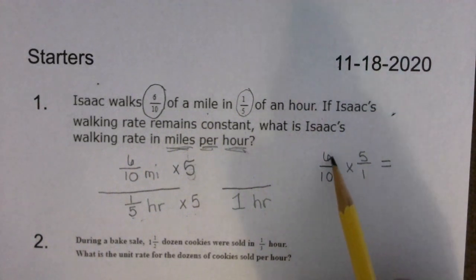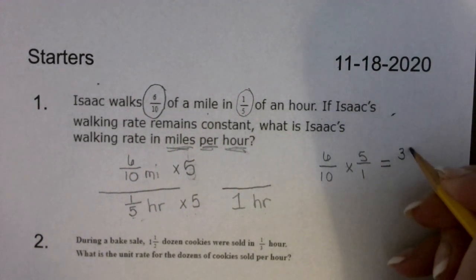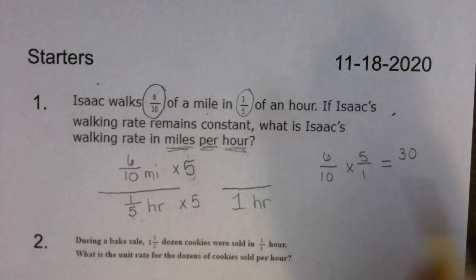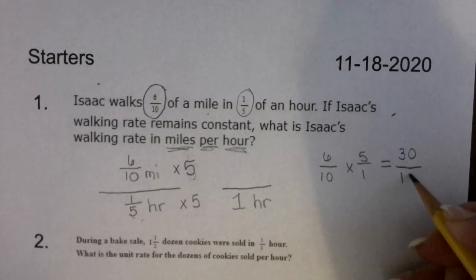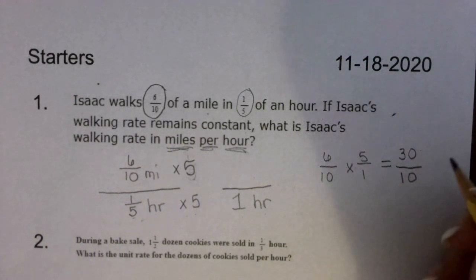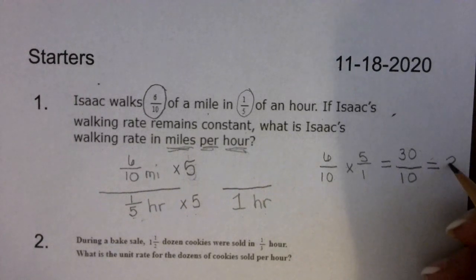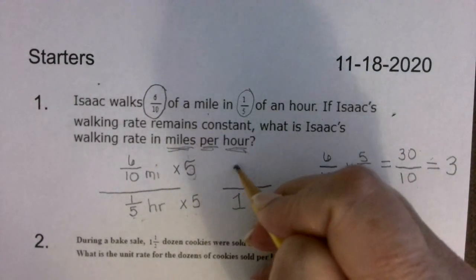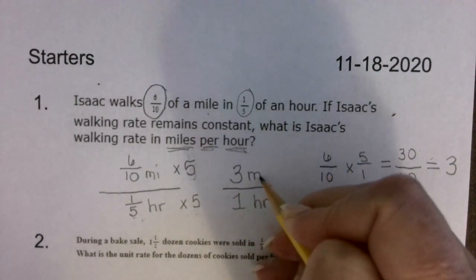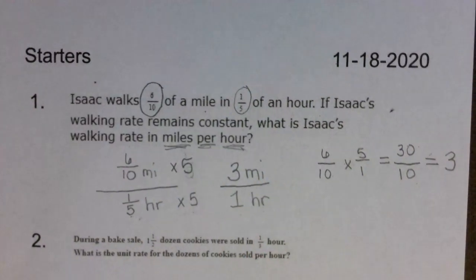and then we multiply straight across. 6 times 5 is 30. 10 times 1 is 10. And 30 over 10, or 30 divided by 10, is 3. So we can walk 3 miles per hour.